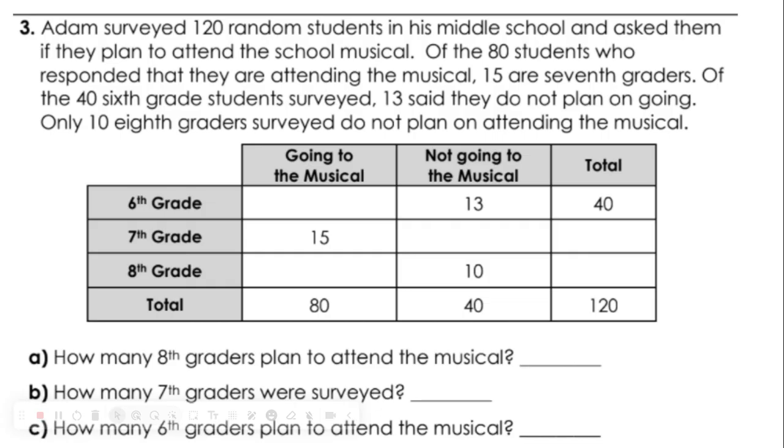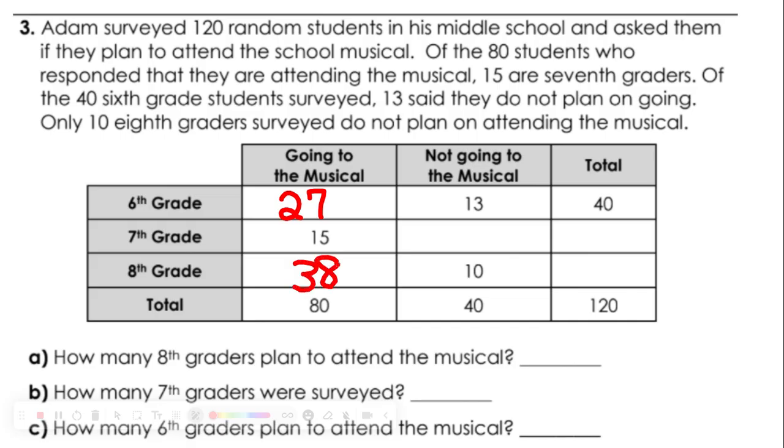So what you want to look at, I see over here this 40 that are in 6th grade and 13 of them are not going to the musical. So I'm going to subtract, since I have the total, I'm going to do 40 minus 13, and that means 27 goes here. Well, now I have this 80 at the bottom, this total that's 80, and I know 2 of them, but I need to know how many are in the 8th grade. So I'm going to do 80 minus 27 minus 15. That gets me 38 here.